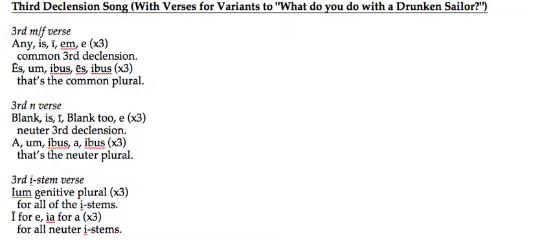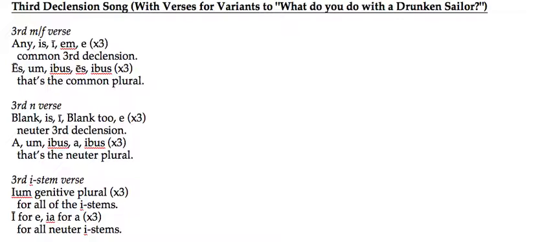So here goes. Any is E M A, any is E M A, any is E M A, common third declension. Ace, it was ace, it was ace, that's a common plural. Now, neuter.